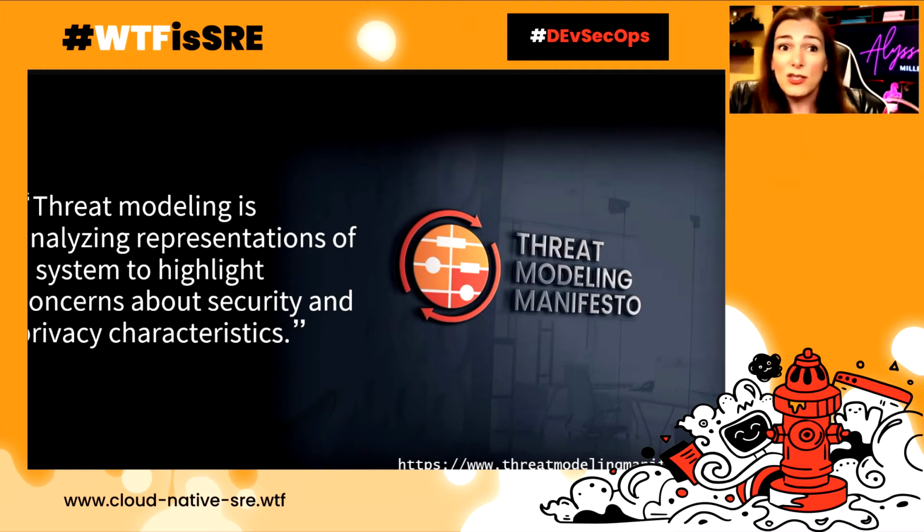But this was ultimately the definition we came up with. And you can see it's not all that much different from the one I just gave you that I had come up with the year before. It probably has something to do with the fact I was part of this working group and I was able to influence it. And I think we all agreed that this is really what threat modeling is about, analyzing different representations of a system to highlight concerns about security and privacy characteristics. That's what we do when we threat model. Okay.